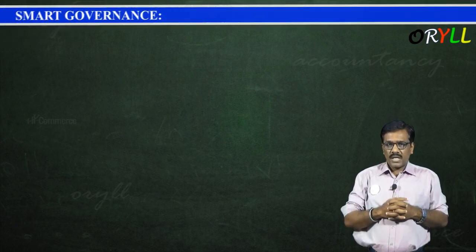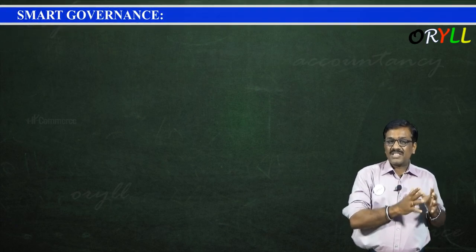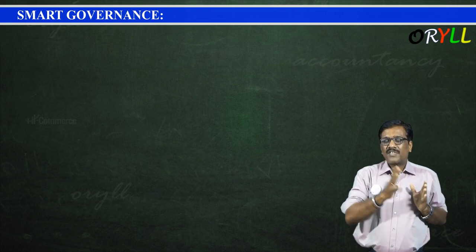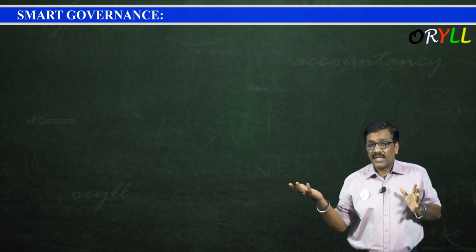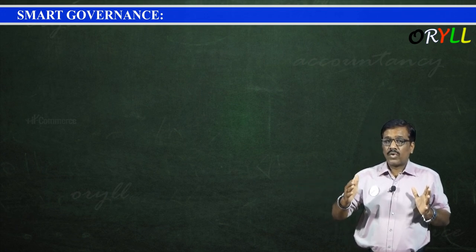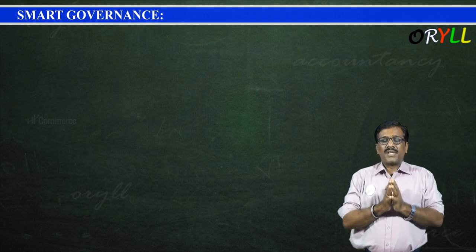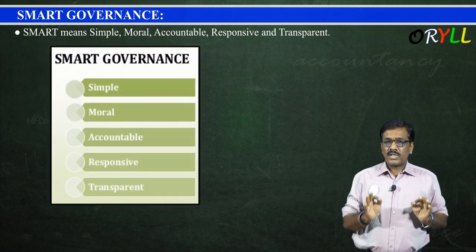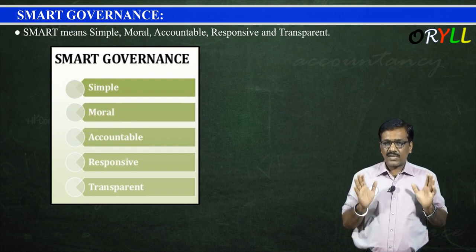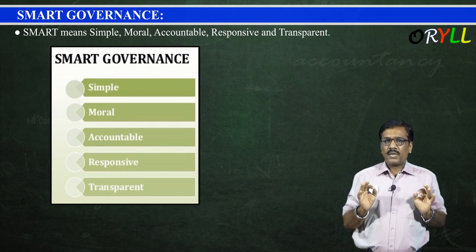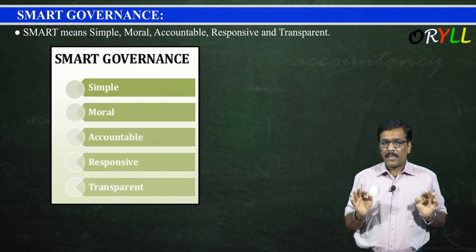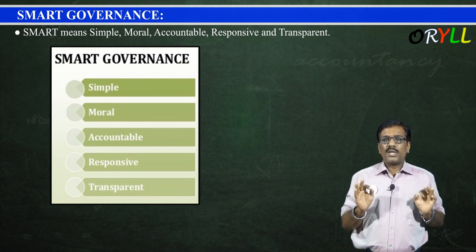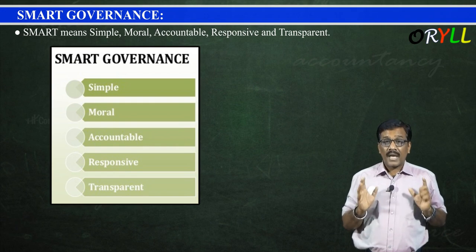Let us see smart governance. We have just discussed governance. In that, we have smart governance and e-governance, that is electronic, which we are going to see next. Now, smart governance. SMART means simple, moral, accountable, responsive and transparent. Simple, as you know, it should be easily understandable to common people. It is not complex. Moral, it should have some ethical values.